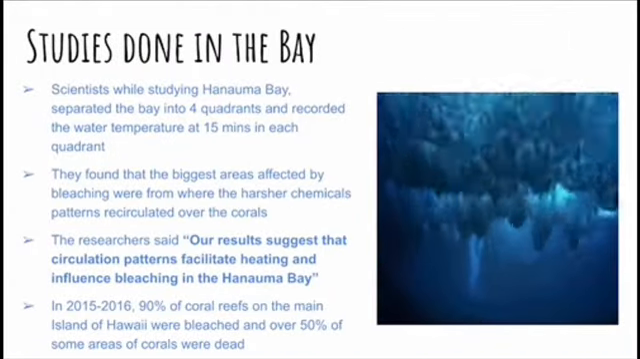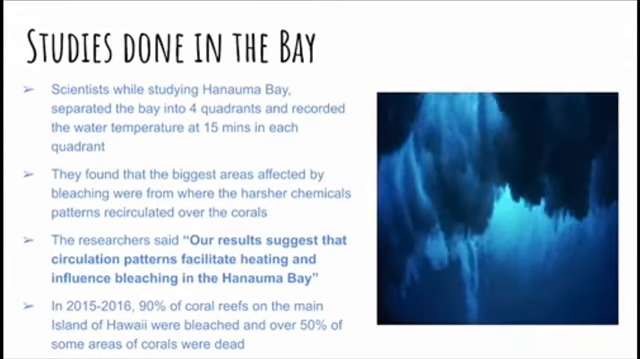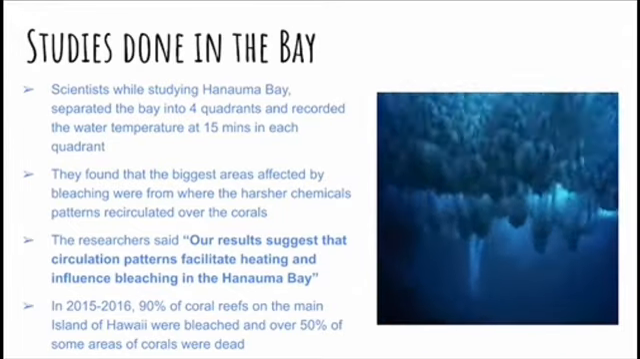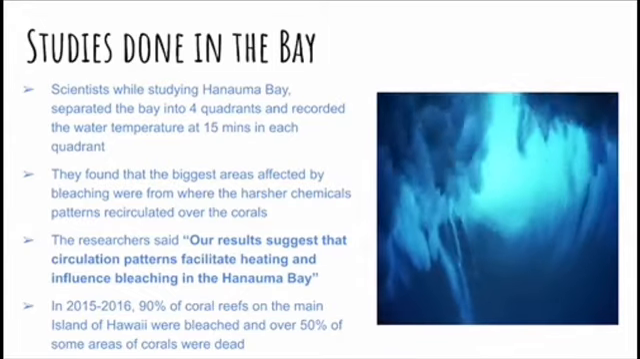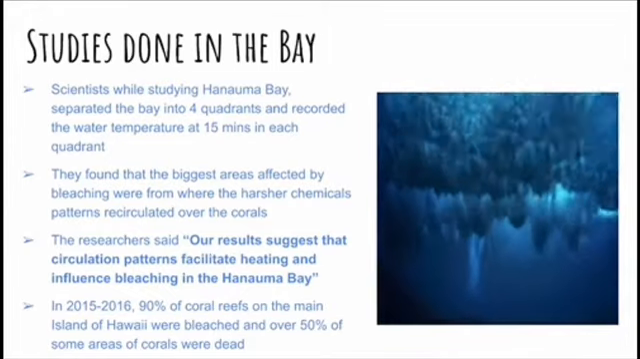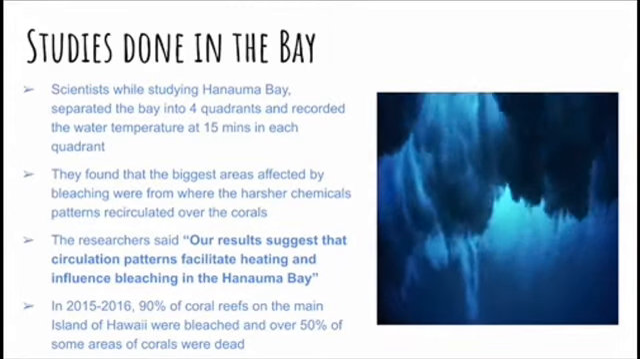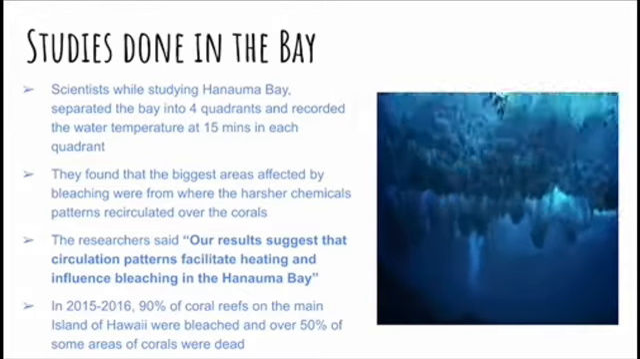Studies done in the bay. Scientists began to do studies on the bay, testing 4 different quadrants and measuring the temperature every 15 minutes. They found that the biggest areas affected by bleaching were where the currents and waves were strongest and circulated most often, containing the harsher chemicals.